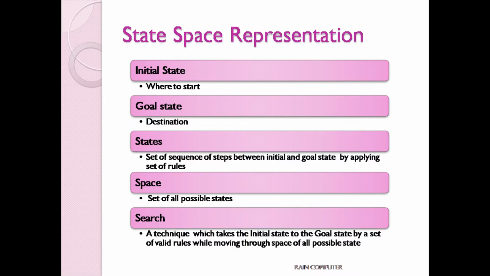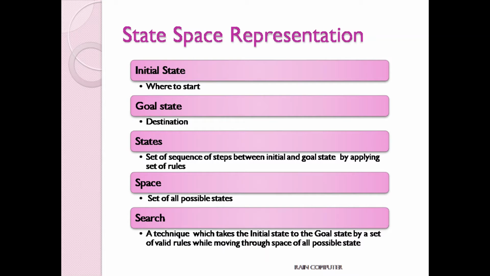State space representation consists of the initial state, the goal states, and the states involved in the space. The initial state is the state where it starts from. The goal state is the destination state. The states are a sequence of steps between the initial and the goal state, obtained by applying a set of rules. And the space is the set of all possible states between the initial and the goal state.